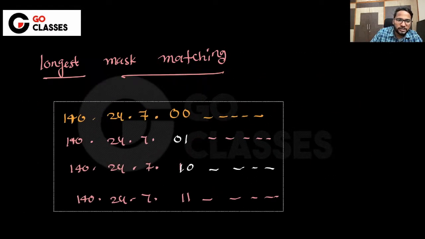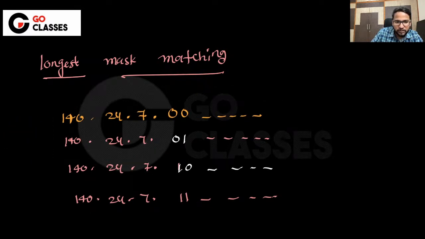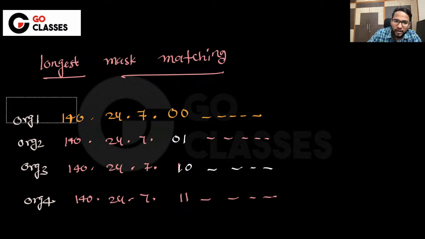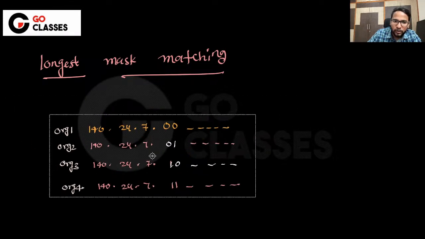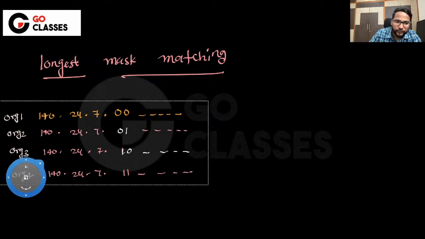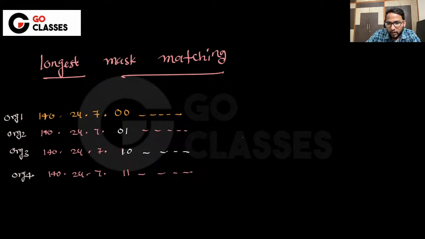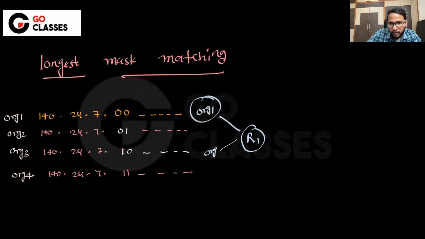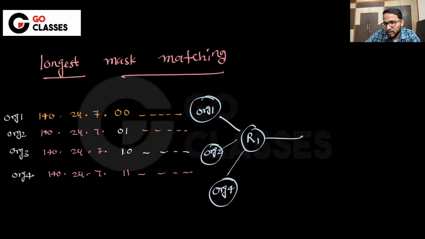Suppose these are the four organizations which are physically not contiguous. This is organization 1, this is organization 2, this is organization 3, this is organization 4. Now suppose organizations 1, 2, and 4 are connected to one interface, but organization 3 is somewhere else physically. So there is one router R1 which is connected to organization 1, organization 2, and organization 4. Obviously this router cannot do supernetting; we can do the supernetting at the router R2.